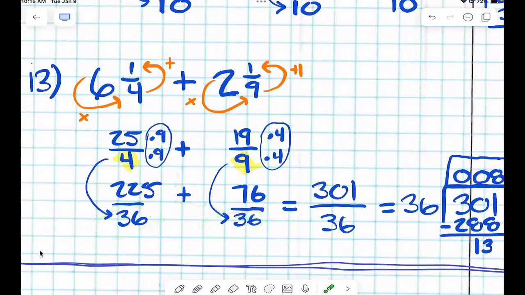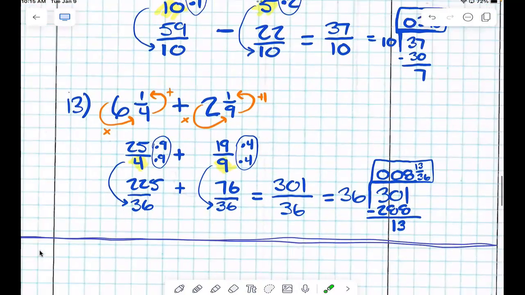Well, I already top gunned them. They're the same. So what do I do? So I add 225 and 76. Can I use a calculator? What do you get? 301 over 36. Is that an answer?